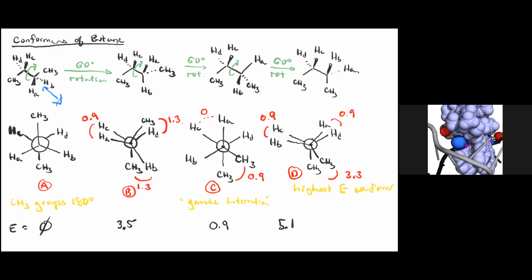So I'm not going to redraw all those conformers, but what I'd like you to do is convince yourself that if I start with D and do a 60-degree rotation, I get back to C. If I do another 60 degrees, I wind up with B. And finally, 60 degrees further gets me back to A.